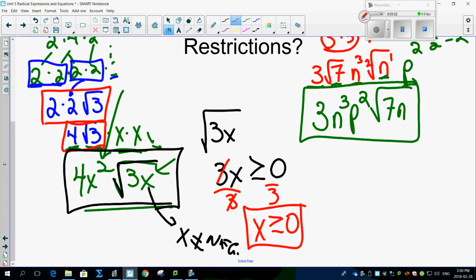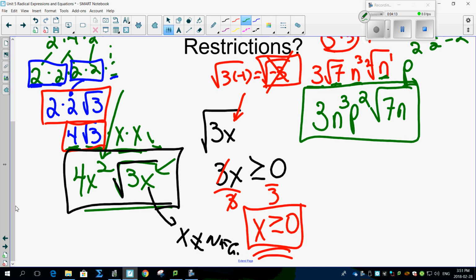There's your restriction. Because if you think about it, if this x here becomes even a -1, that whole radical becomes 3 times -1, it becomes -3, and you can't square root that. That's impossible. That's where the restrictions come in and say, okay?